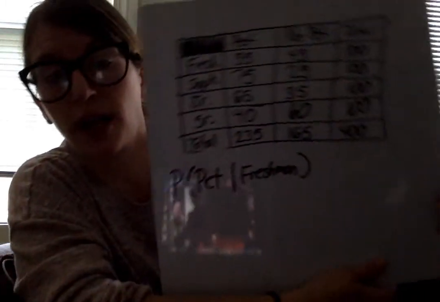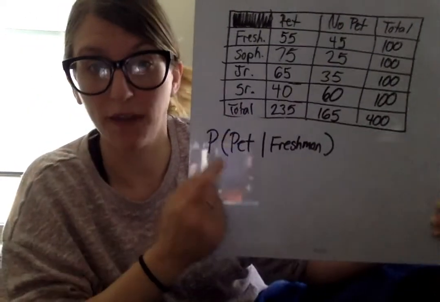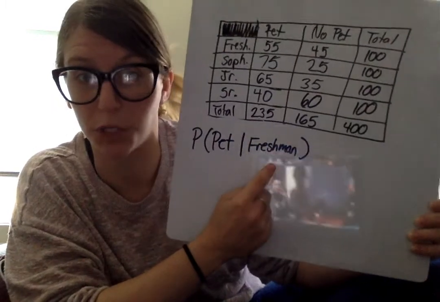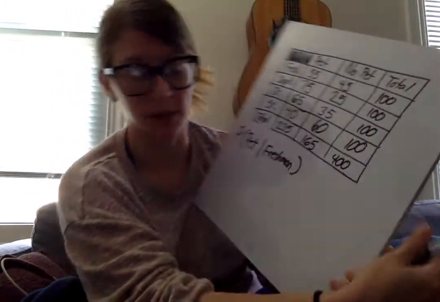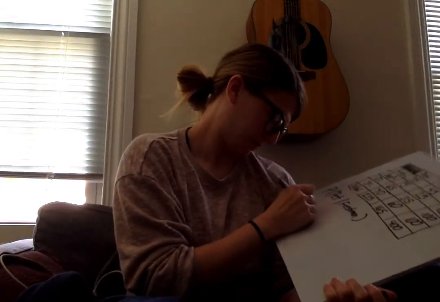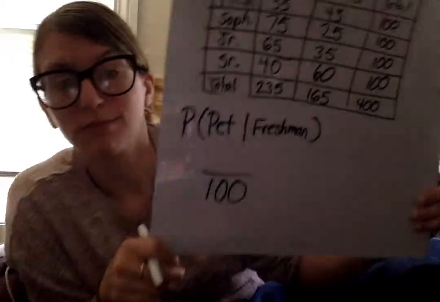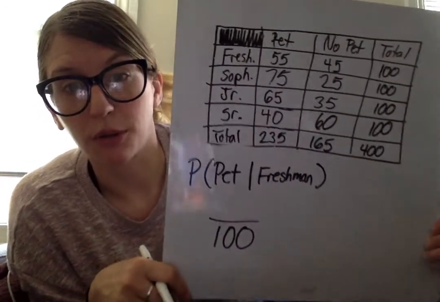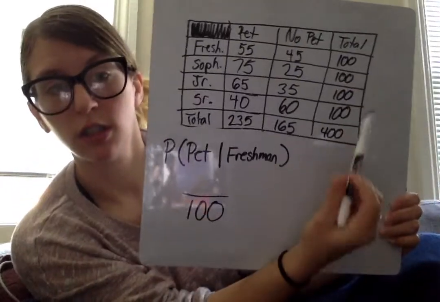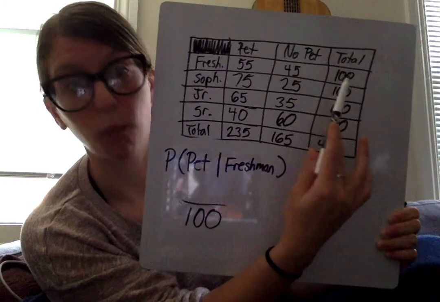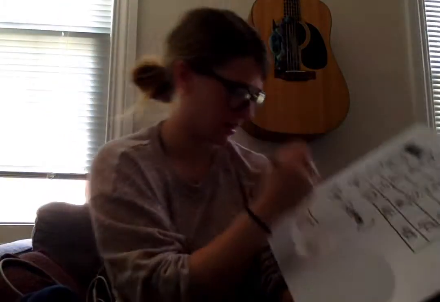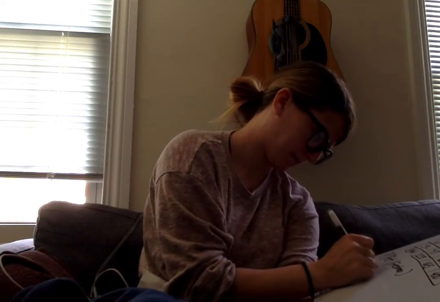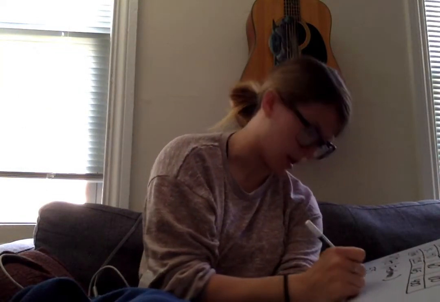Okay, so find the probability that they have a pet given that they are a freshman. So since freshman is last, we're going to use the total as our denominator, which is 100. Then I'm going to go in the freshman row, and I'm going to find out what amount have a pet. Oh my God, it's 55 again. When we simplify that, we're going to get 11 over 20.